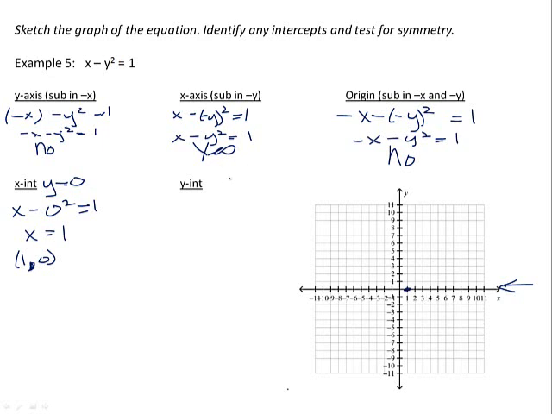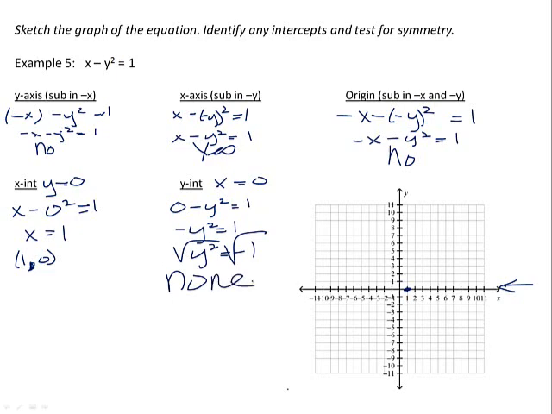Let's try it. To test for y-intercept, we plug in x equal to 0. So 0 minus y squared equals 1. So I've got negative y squared equals 1. I'm going to move that negative over. Ooh, I can't have that negative under the radical sign, so there is no y-intercept. Okay, so now I want to try to graph this thing. So I need another point.